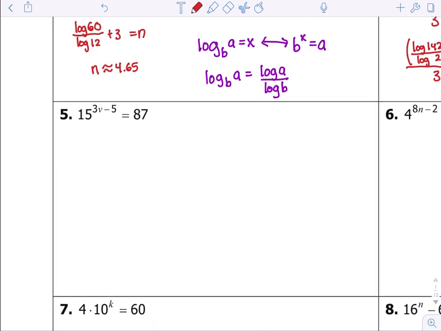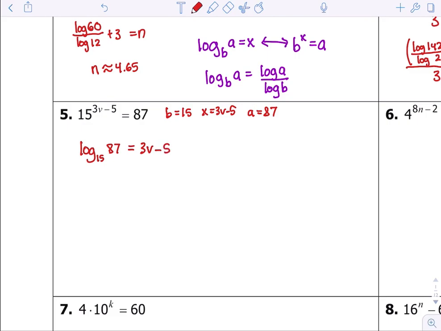All right, comparing it to your exponential equation, your b value in exponential form is 15. Your x value is going to be equal to 3v minus 5, and your a value is going to equal 87. Now, once you plug these into log form, this will help you go from log form to exponential, or exponential to log form. So log base b of a, I'm following the formula, right? Log base 15 of 87 is equal to 3v minus 5.